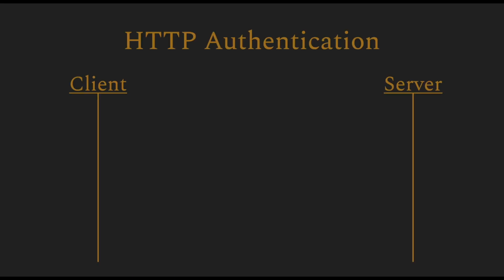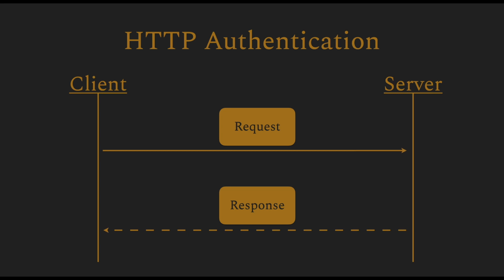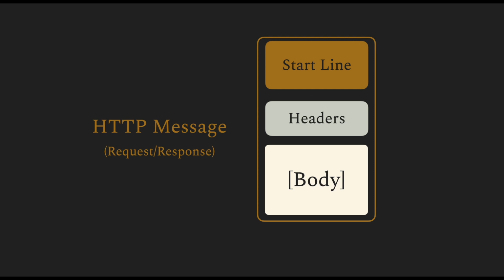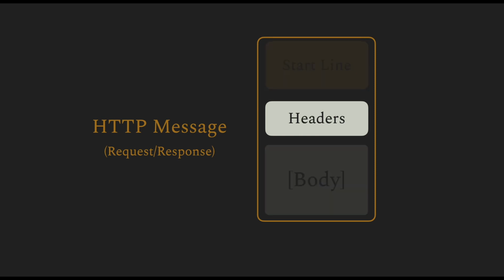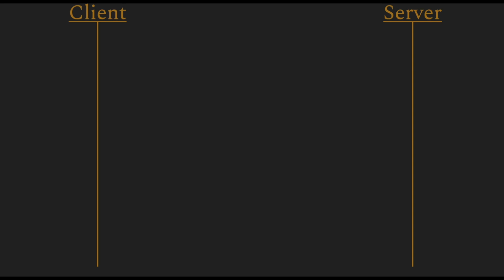HTTP, as you may know, is a request-response framework. Clients send request messages and servers respond with response messages. HTTP messages, whether they are request messages or response messages, consist of three sections, and HTTP authentication is entirely restricted to the headers. Now let's look at a basic flow, which is common for all HTTP authentication schemes.